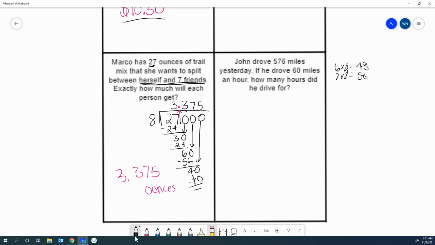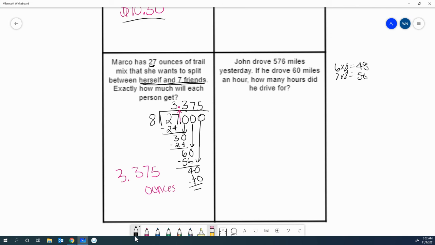It says John drove 576 miles yesterday. If he drove 60 miles an hour, how many hours did he drive for? Now, these can look a little tricky. You've got to be a little careful with these. Think about what you're really going to be splitting up and giving to the other number. Go ahead and try it out.